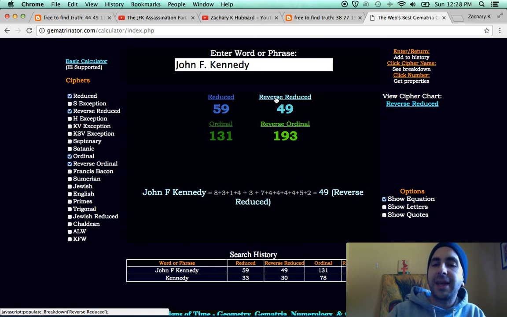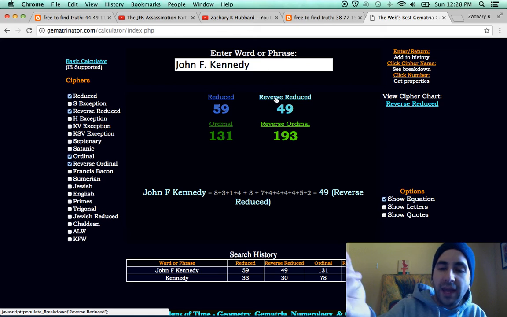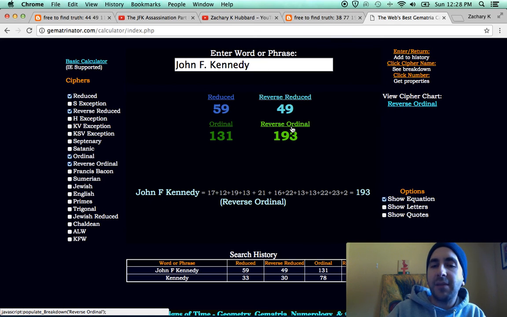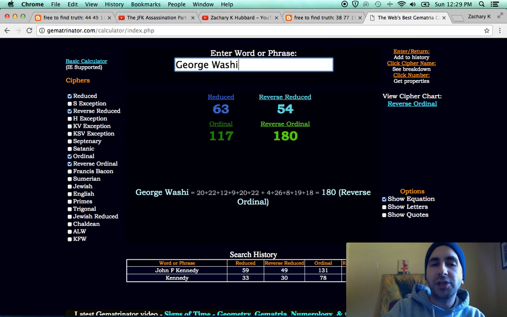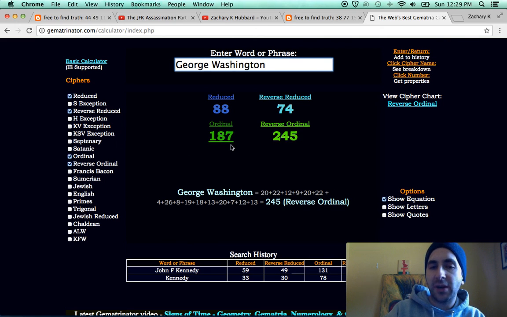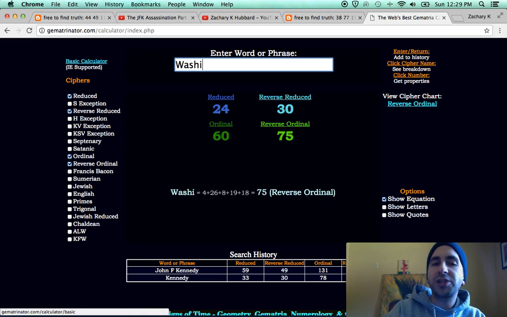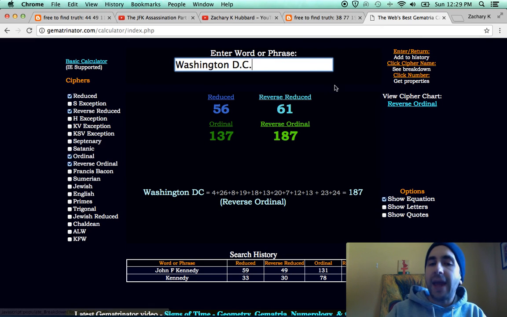Reversed reduced is doing the same thing, but you do the alphabet in reverse. Z is 1 up to A is 26. And same thing with reverse ordinal. Just in case this seems possibly coincidental to you, let me tell you something real quick. George Washington, the first recognized president, 187. Washington, D.C., named after George Washington, 187 in reverse.